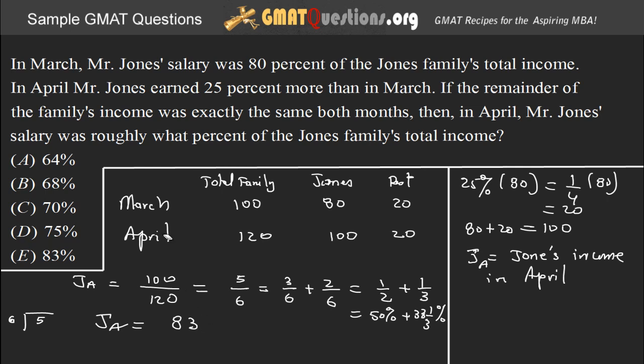$83 and 1/3%. Okay, the question was roughly, approximately what is the answer. So E has to be the answer. Okay, so let's write it down. E is the correct answer.